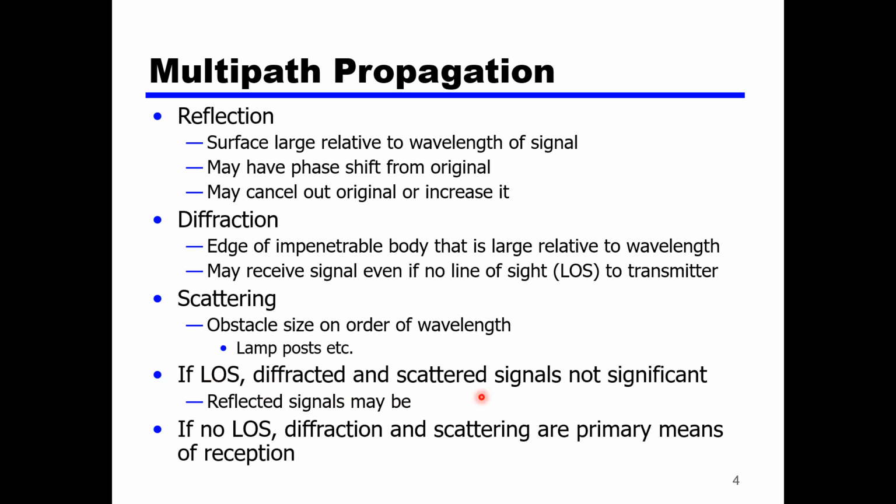If line of sight, diffracted and scattered signals are not significant, then the reflected signal will also take place, and will play an important role. If there is no line of sight, diffraction and scattering are the primary means of reception. So if the signal is not in the line of sight, not in a straight line to the base station antenna, then diffraction or scattering is the primary source of signal reception.